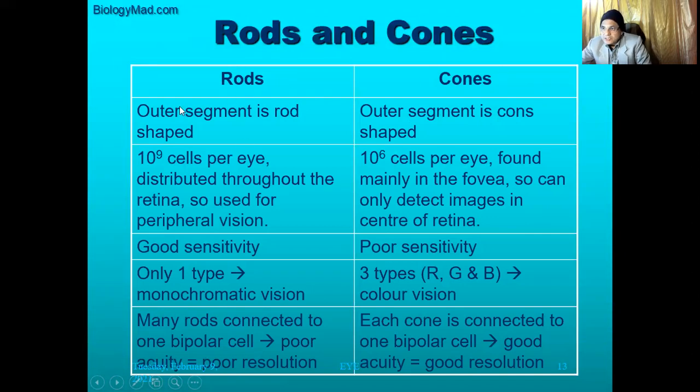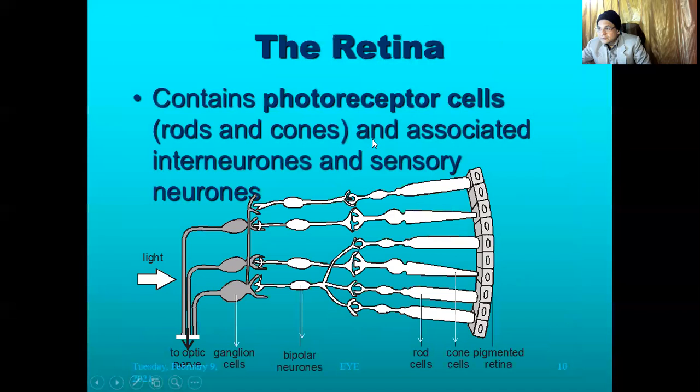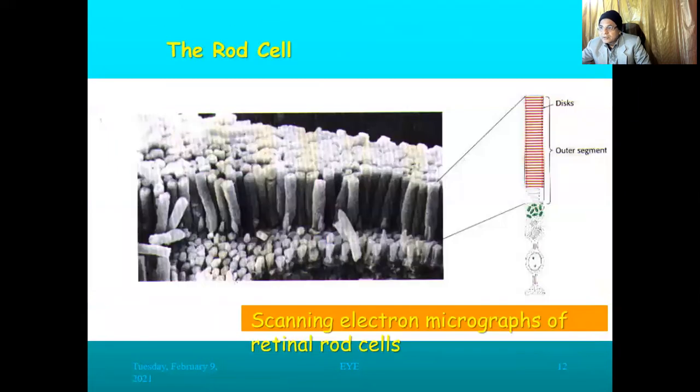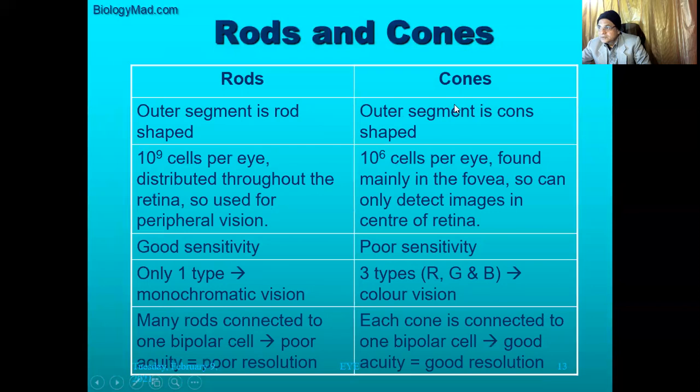The rod's outer segment is rod shaped, as we have shown. This one is a rod shape, this one is a rod shape, this one is a rod shape. Here it is the cone shape. So this cone is given. The outer segment is cone shaped. It is in the cone form.